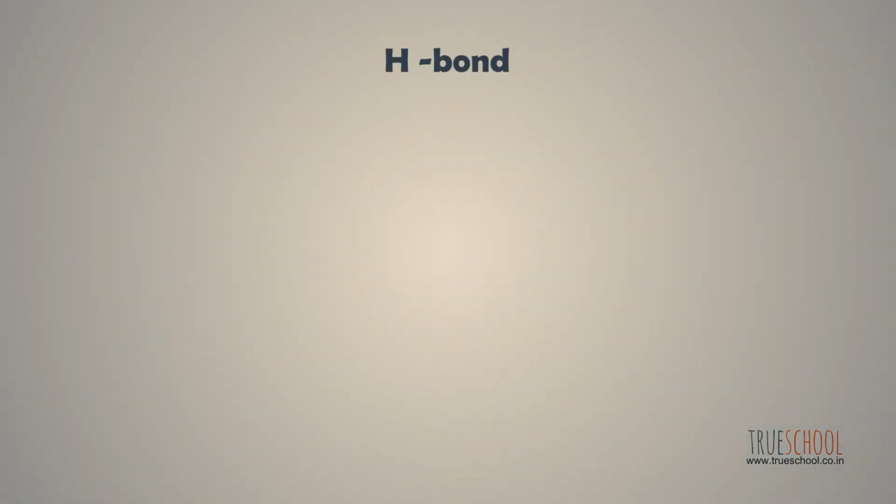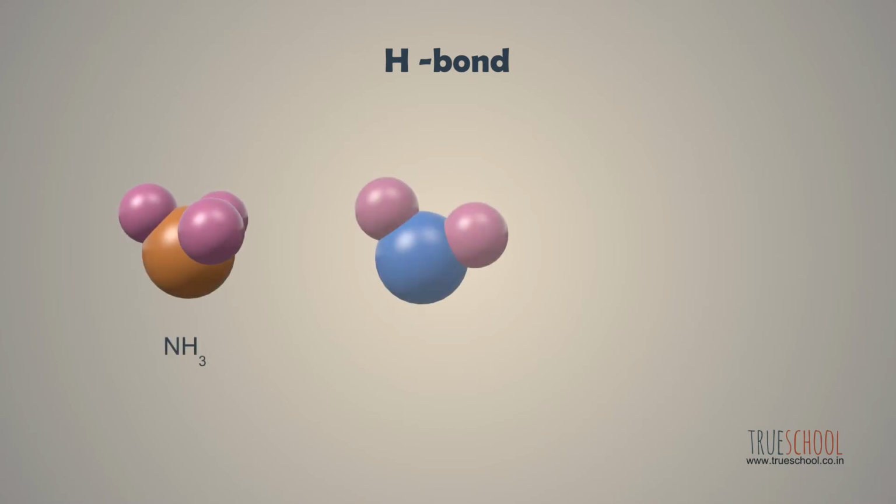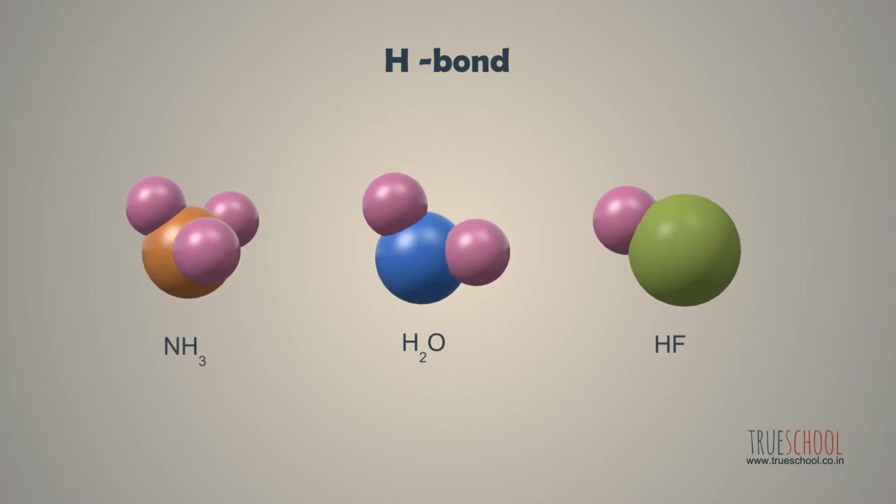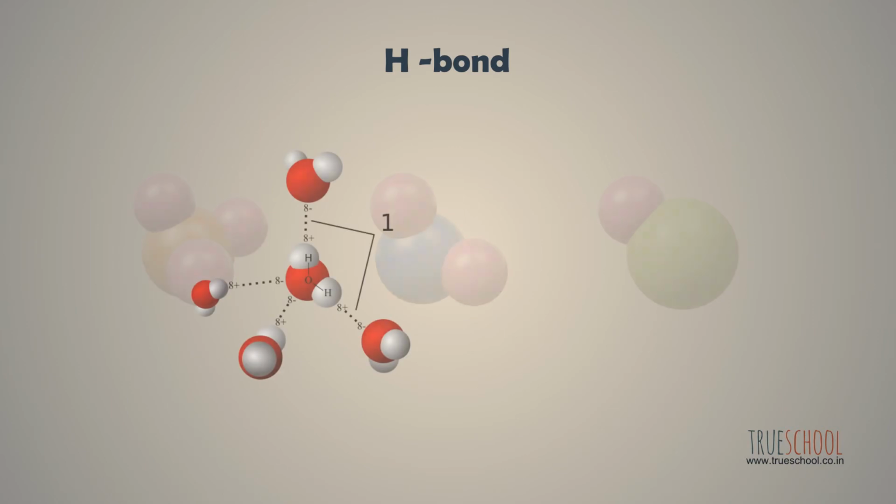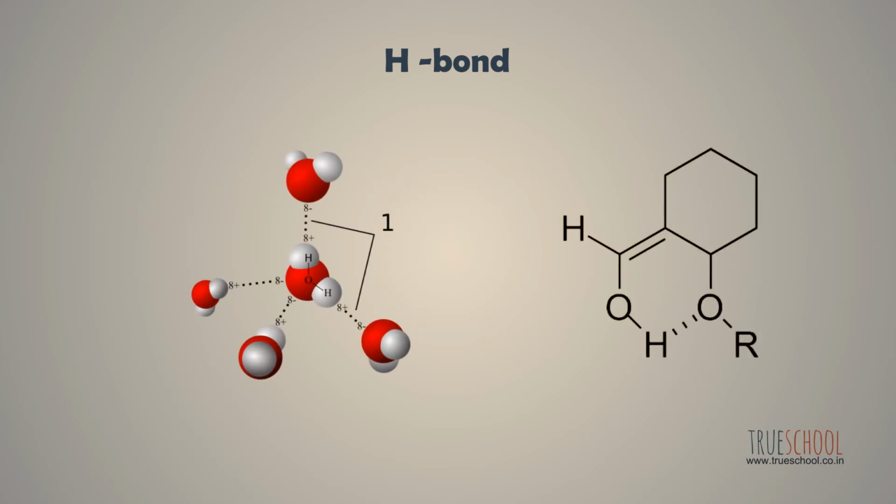Hydrogen bond is a special case of dipole-dipole interaction. It is found in polar molecules where hydrogen is bound to highly electronegative atoms like nitrogen, oxygen, or fluorine. These can occur between molecules or within different parts of a single molecule. The hydrogen bond is stronger than any other van der Waals interactions, but weaker than covalent or ionic bonds.